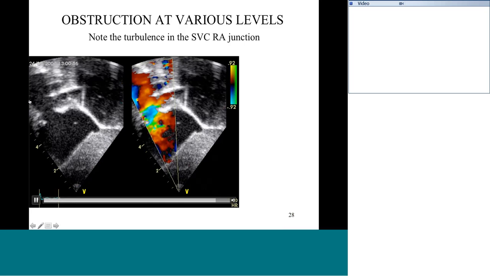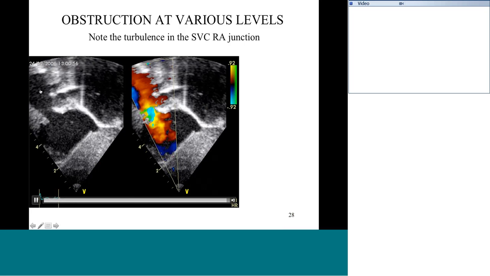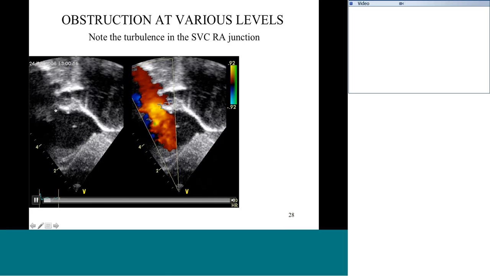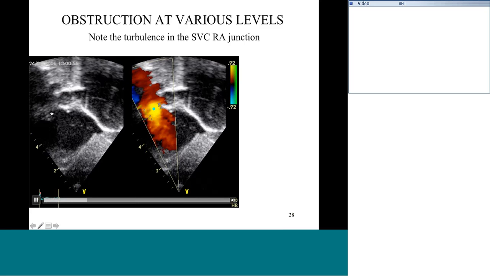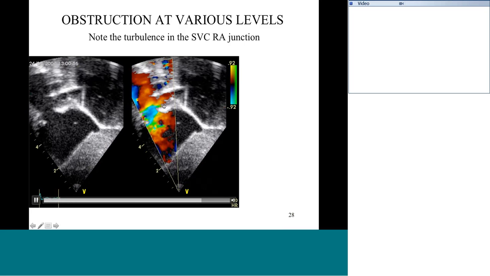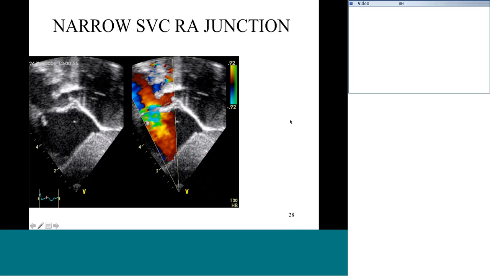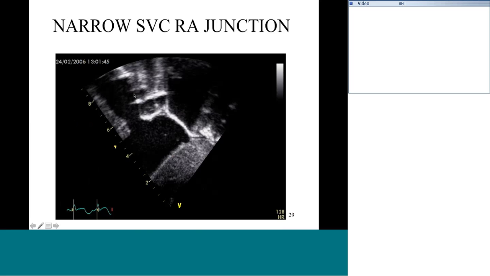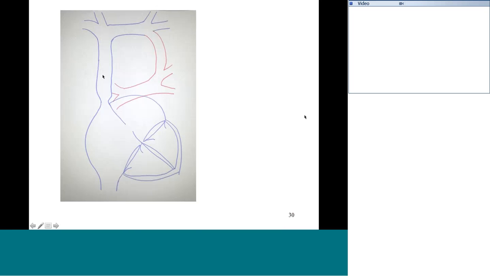See here, this is a dilated superior vena cava, and where it is draining into the right atrium, that orifice is very small. So superior vena cava right atrial junction obstruction, and that is leading on to obstruction. So this is a narrowing of the SVC-RA junction. So that can be an obstruction. So here the obstruction is at this place. Sometimes the obstruction will be at this place, where the left vertical vein joins into the left innominate vein. That junction can be obstructed.